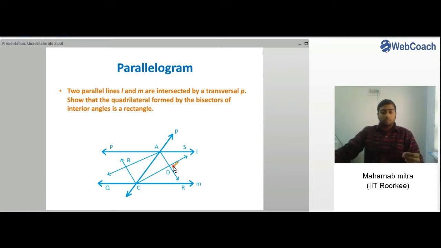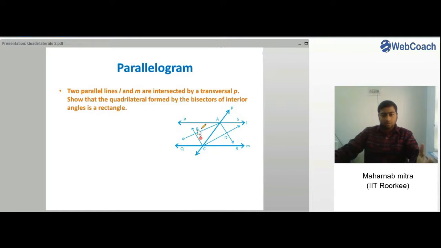So according to the question we have to show that the quadrilateral formed here, ABCD, is a rectangle. We have to show the quadrilateral formed by these angle bisectors, which is ABCD, is a rectangle. So let us see how to solve this. Let us make more space here. Let us start off by naming these angles, by taking some variables for these angles so that we can calculate them easily.